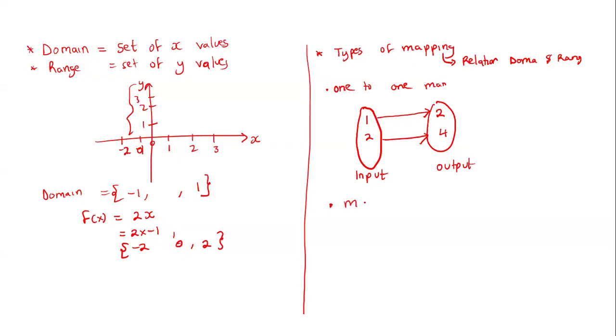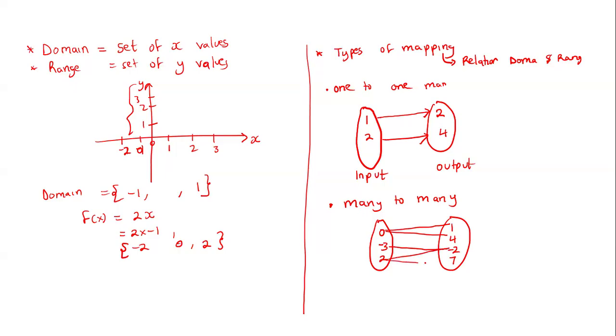Then we have what we call many-to-many mapping. Many-to-many mapping means that you have many elements this side mapping to many elements this side. As an example, you have 0, -3, 2, and you have, let me say, 1, 4, -2, 7. So you may find this 0 going to 1. You may find the same 0 going to 4. You may find -3 going to -2, this 2 going to -2, this 2 going to 7. This kind of mapping is what we call many-to-many, where one input here has many outputs this side, like you see 0.